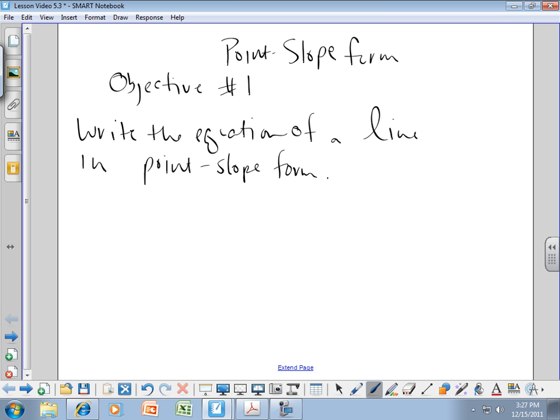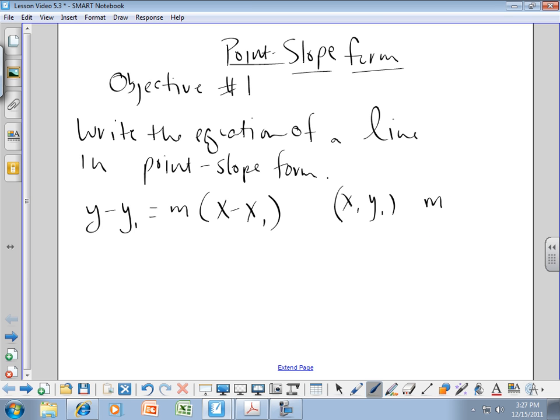Now, I don't want to sound too weird, but this is my favorite form to work with. And so if we're going to work with point slope form, we probably better know what it looks like. Point slope form is y minus y1 equals m times x minus x1. All right? The x1, y1 are a point, and of course the m is the slope, isn't it?